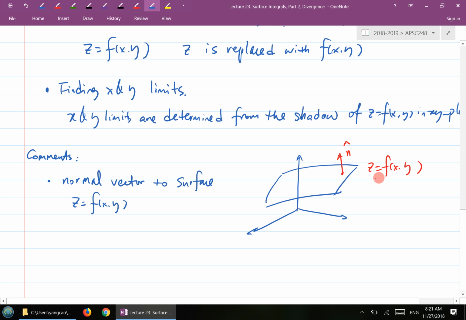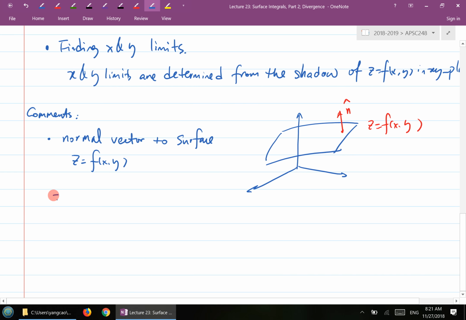So when you have a surface z equal to f(x,y), you can always write the surface as z minus f(x,y) equal to 0. This surface is always part of a level surface of another function, w. If you let w equal to the left side, w is a function of 3 variables, and when you let w equal to 0, you get a level surface, which happens to be this surface here.